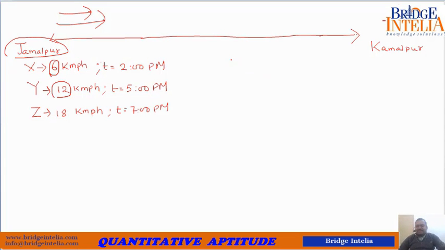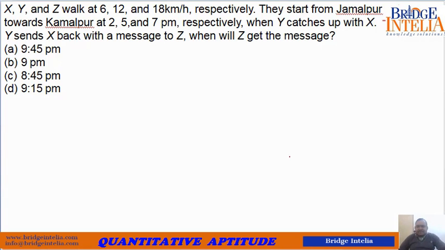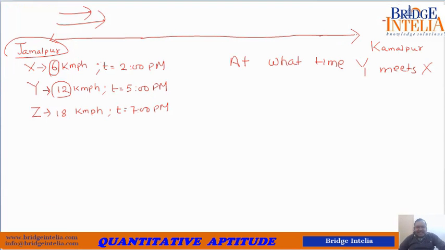Now the question is, at what time? The first question we must answer is, at what time does Y meet X? Why? Because look at the question carefully. It is given that when Y catches up with X, Y sends X back. That means first X leaves, after some time Y also leaves, and X and Y meet somewhere.